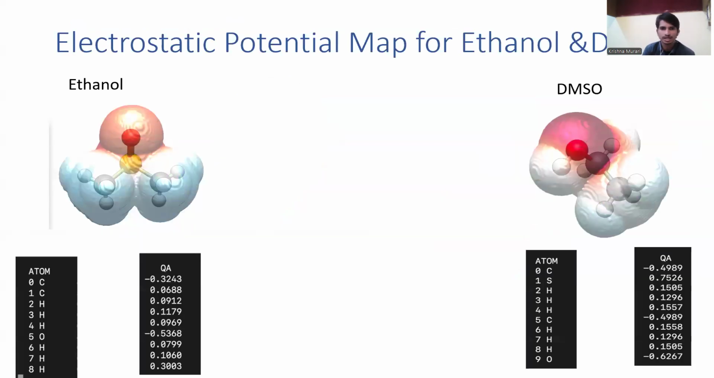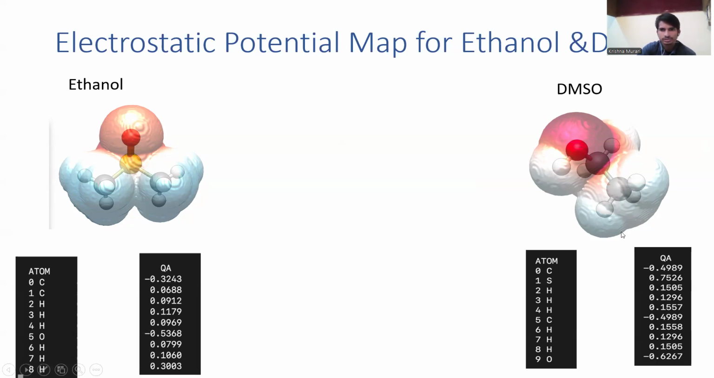And in this last slide of the ORCA part, I have generated the electrostatic potential map for ethanol and dimethyl sulfoxide. In the electrostatic potential map, the red region indicates the electronegative part, whereas the blue region indicates the electropositive part. And these are the partial charges for each atom that have been computed.